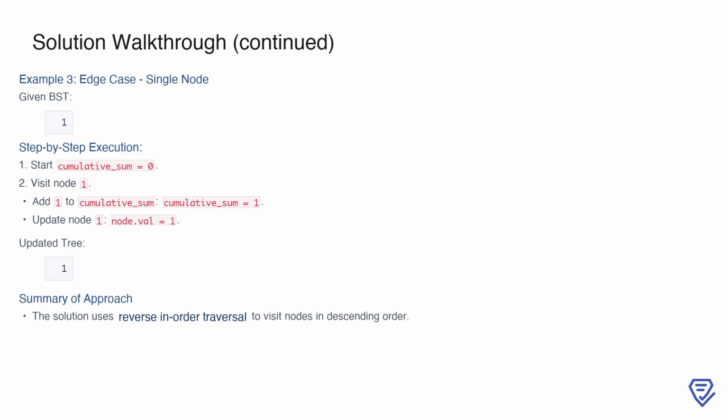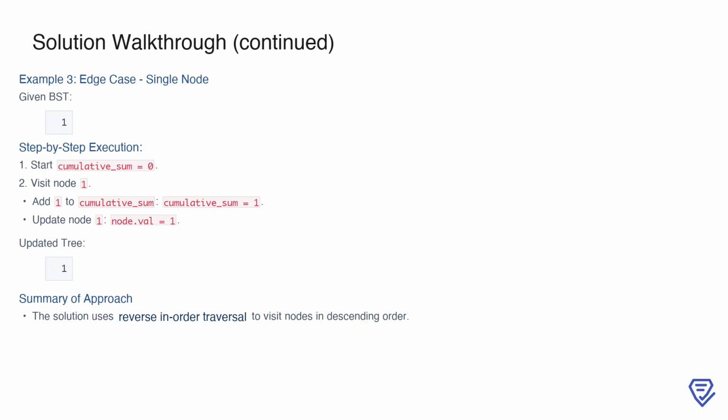In this edge case, we examine a binary search tree consisting of just a single node, 1. Since there are no other nodes in the tree, the reverse in-order traversal simply processes this single node. We begin by initializing cumulative_sum to 0. Visiting node 1, we add its value to cumulative_sum, which becomes 1, and update the value of node 1 to 1. The tree remains structurally unchanged, but the process demonstrates that even in the simplest scenarios, the same approach applies.